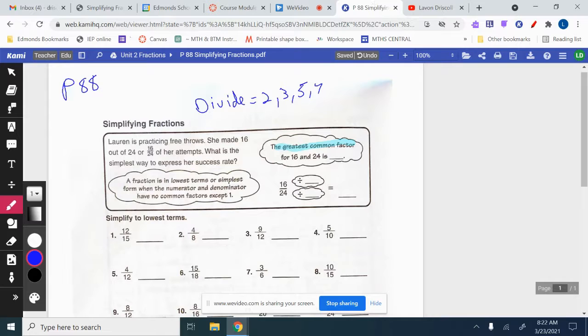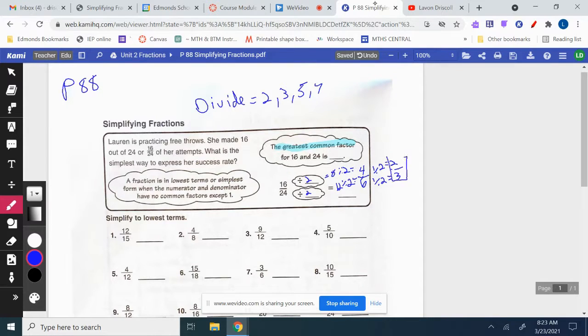Well, I know that 2 can go into both 16 and 24, so I'm going to divide them both by 2. 16 divided by 2 is 8, and 24 divided by 2 is 12. Well, I'm not done yet, so I'm going to try it again. I'm going to divide by 2. 8 divided by 2 is 4, and 12 divided by 2 is 6. Well, they're both even, so I'm going to divide by 2 again. 4 divided by 2 is 2, and 6 divided by 2 is 3.